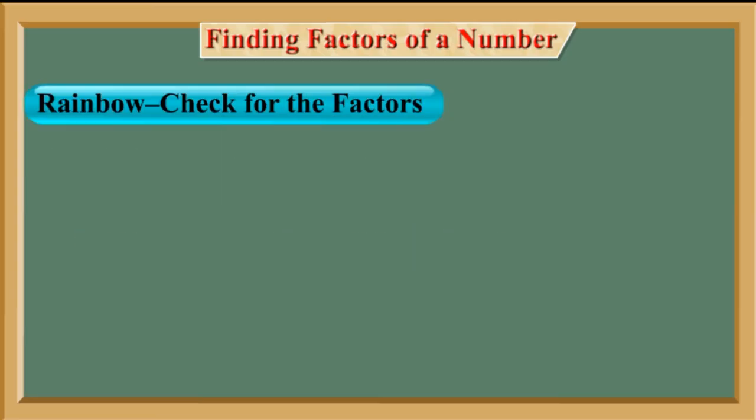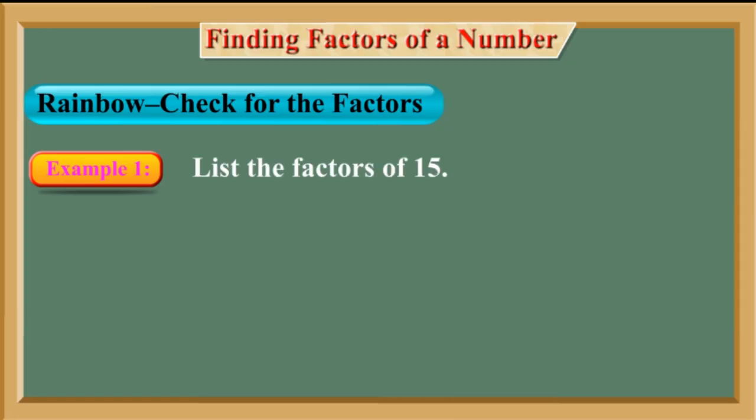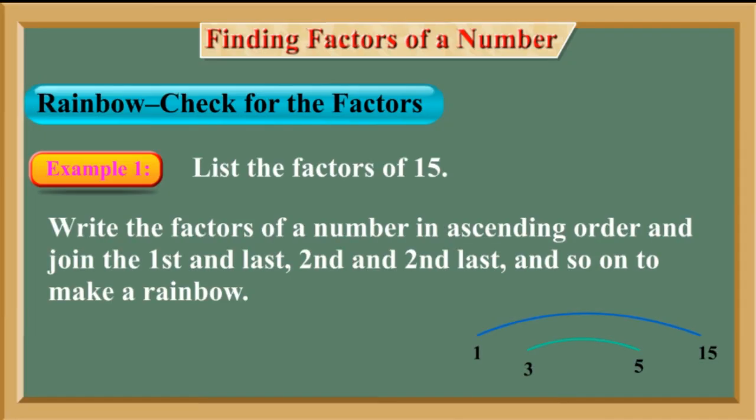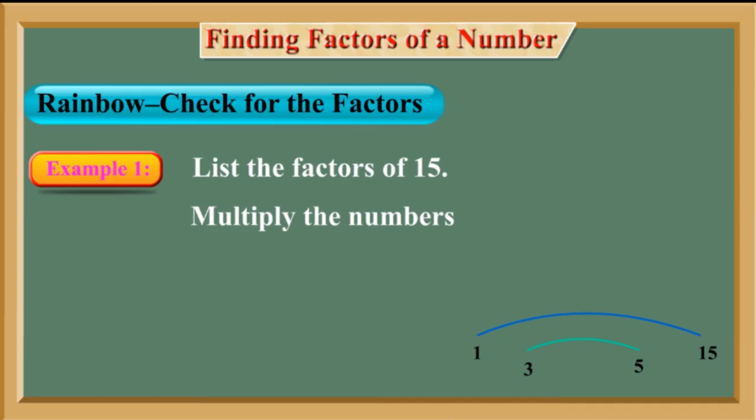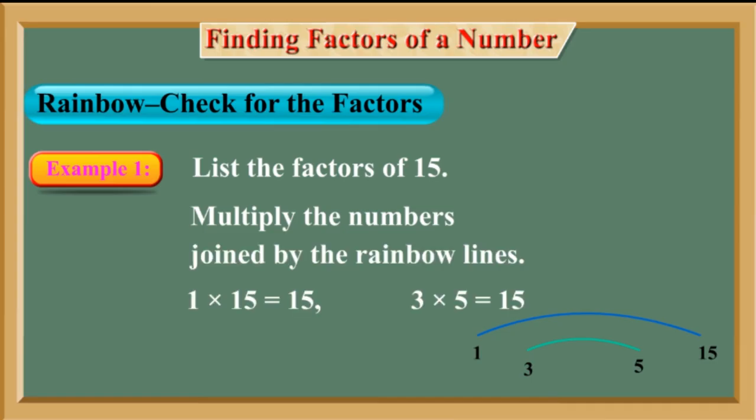Rainbow check for the factors. Example 1. List the factors of 15. Write the factors of a number in ascending order and join the first and last, second and second last, and so on to make a rainbow. Multiply the numbers joined by the rainbow lines.